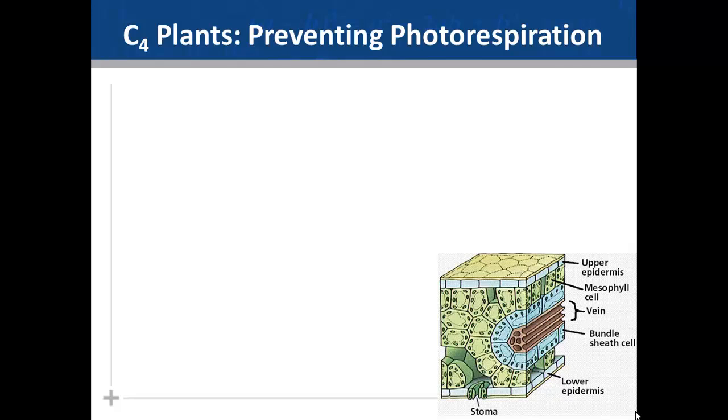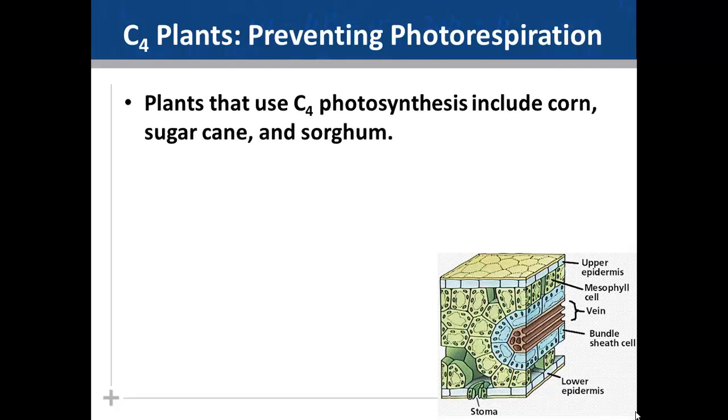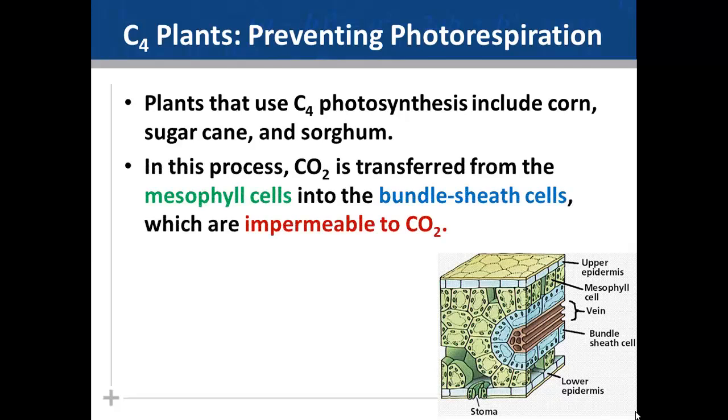So C4 plants include corn, sugarcane, and sorghum. Plants that, again, you might think about living in drier environments. In this process, as the carbon dioxide comes in through the stomata, it is transferred from the mesophyll cells into the bundle sheath cells. The bundle sheath cells are impermeable to carbon dioxide. So once you pump the carbon dioxide into the bundle sheath cells, it can't escape.